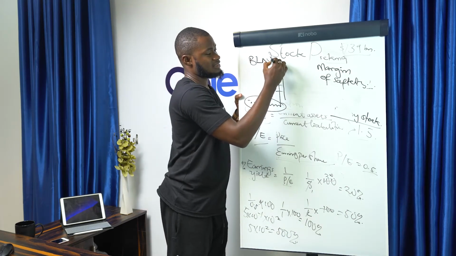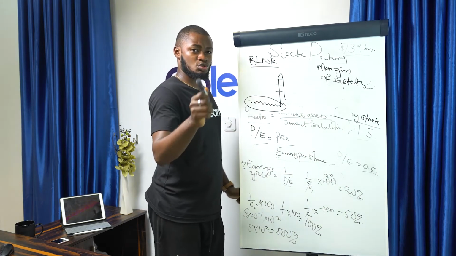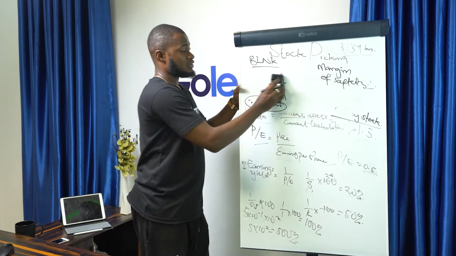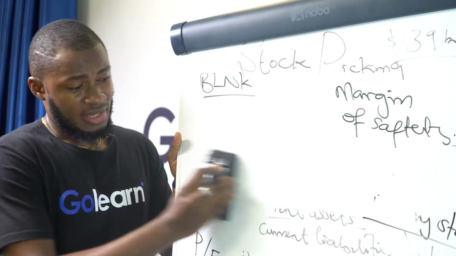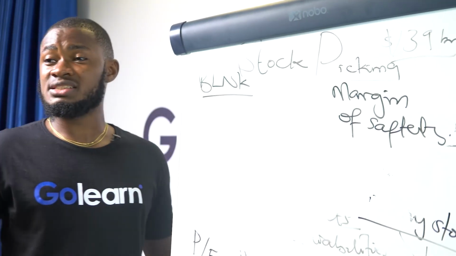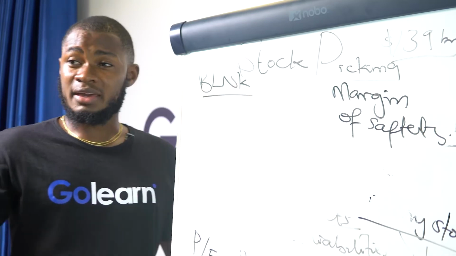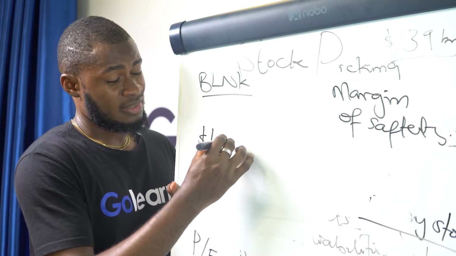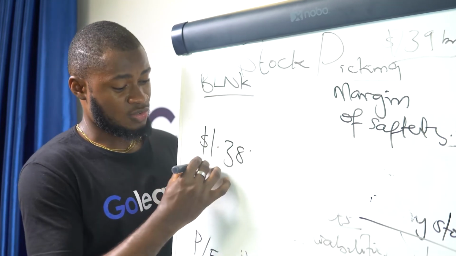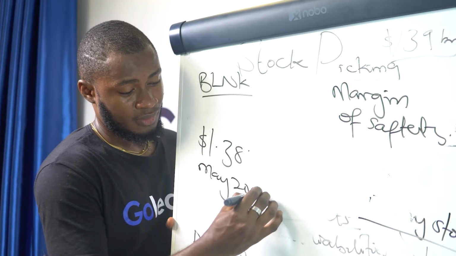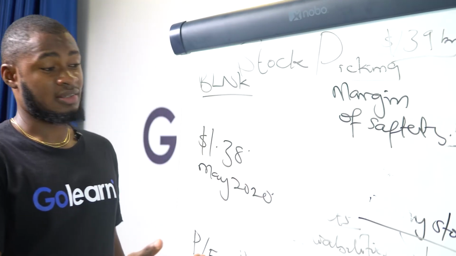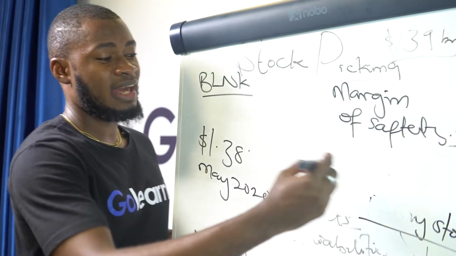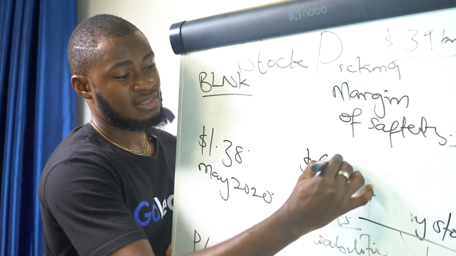Now let me explain. BLNK, check out this ticker. I talked about it in module 1. BLNK, Blink Charging, is a company that creates equipment that charges electric vehicles, right? As of May 2020, this company was valued at $1.38. Nobody knows them. It wasn't popular. The smart investors got in here. 8 months down the line, the company was worth $64.